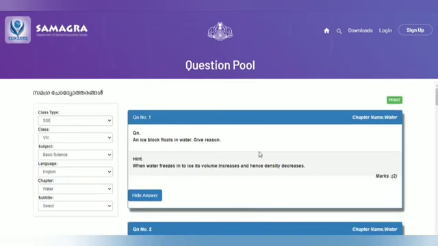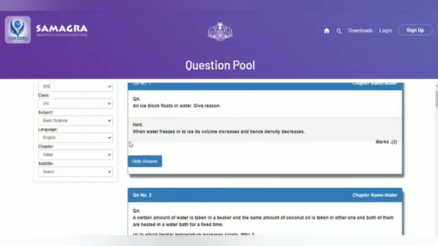The next chapter we are going to discuss is about water. അപ്പോൾ അതിലെ questions നമുക്ക് നോക്കാം. ആദ്യത്തെ question. An ice block floats in water. Give reason. When water freezes into ice, its volume increases, hence density decreases.